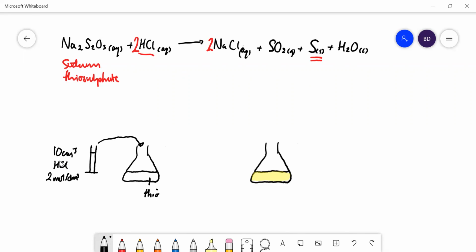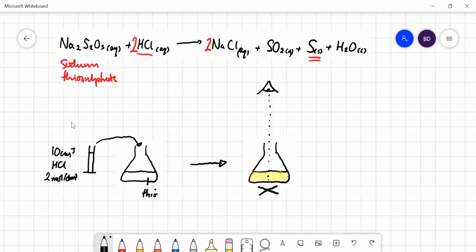Now what happens is, during the course of the reaction, as sulfur is produced, it goes progressively cloudier, and what you usually do is a disappearing cross experiment, because you put a cross on a piece of paper underneath the flask, and then you look down through the solution at the cross, and you stop the stop clock when it's sufficiently cloudy that you can't see the cross anymore. Then you say the reaction has finished. So that's how we're going to carry out the reaction.